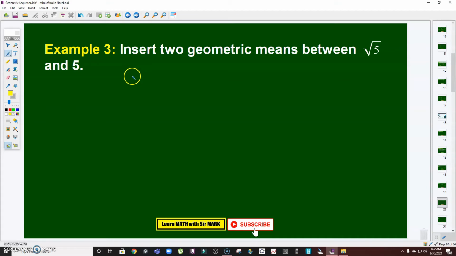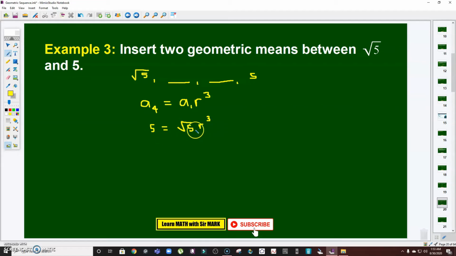So this time radical na yung involved. My first term, same procedure, is square root of 5. The second and third terms are missing, and my fourth term is an integer, which is 5. Same procedure: a sub 4 equals a sub 1 r raised to 4 minus 1. Ano yung fourth term natin? That's 5.